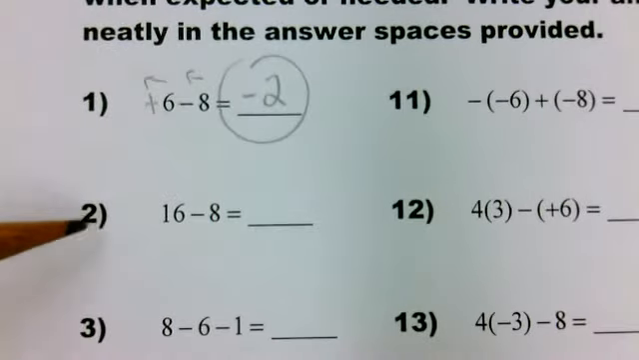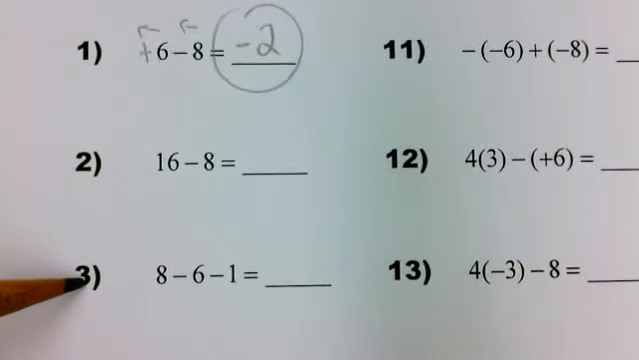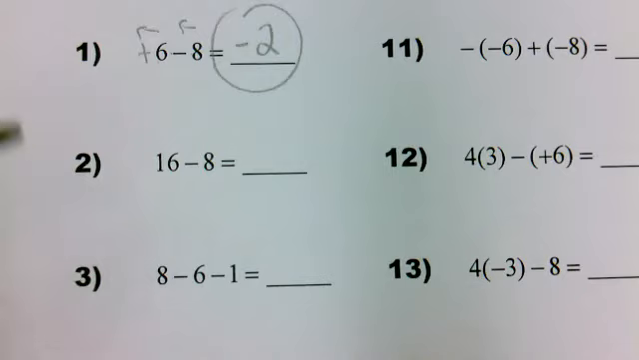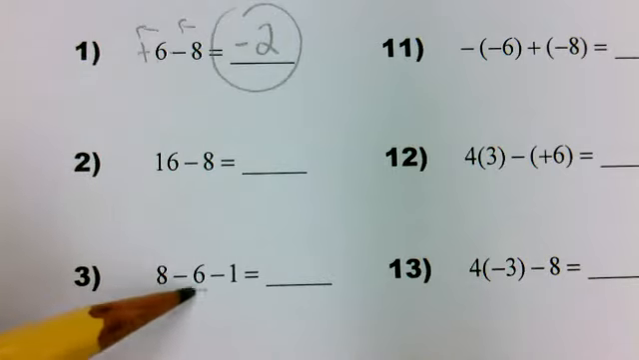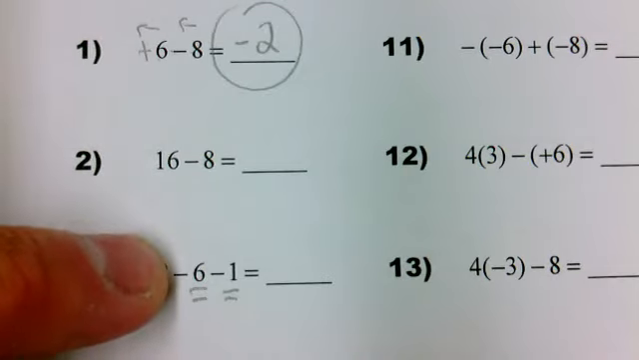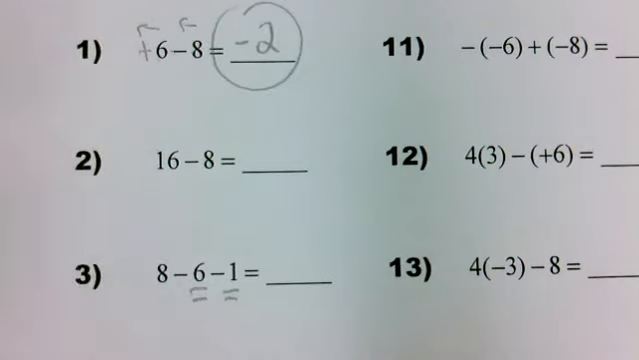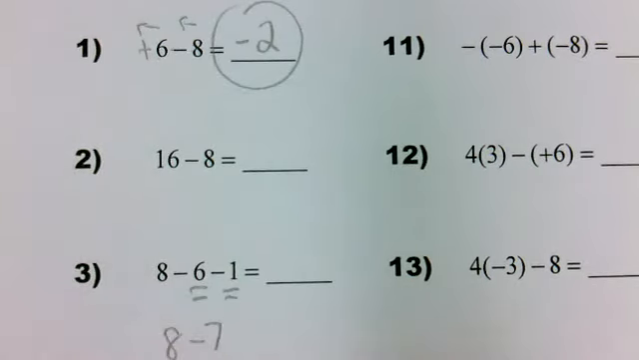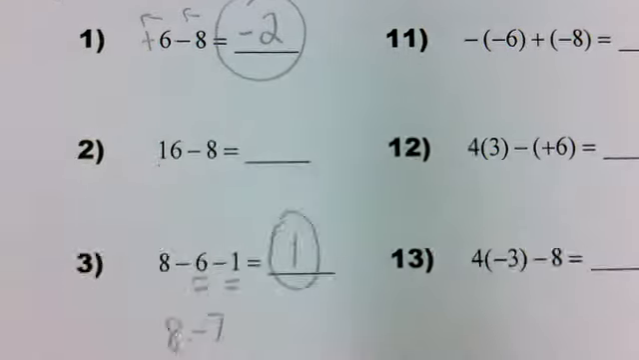2 is similar. 3 is a little bit different because it has more numbers. So what I'm going to do is I'm going to choose to group. If I have two numbers that are negative, I'm going to put them together. So I cover up the 8 and I say when the signs are the same, I add and keep the sign. So add and keep the sign. I bring down the 8. 8 minus 7 is 1.